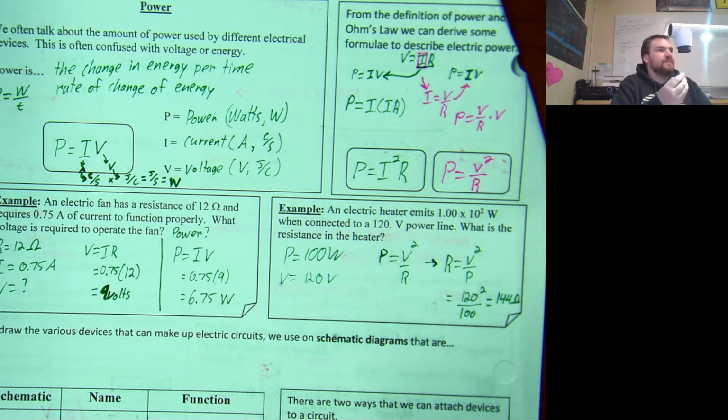Yeah, 1.5 volts. Why do you have so many batteries? Because I teach electricity in physics.